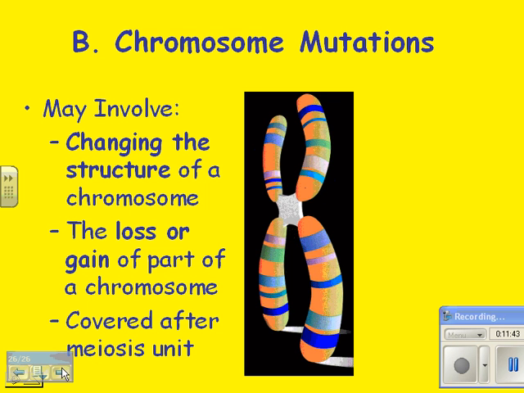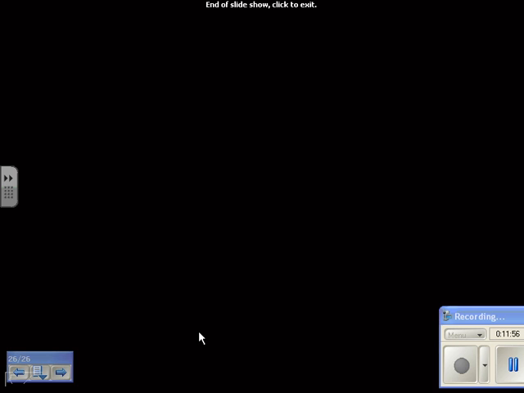Chromosomal mutations. So those were all gene mutations. A chromosomal mutation is when you change the structure of a chromosome. You gain or lose a part of it, or you shift it over to a different one. And we covered that in meiosis, so I'm not going to cover that again. We covered that in abnormal meiosis. And that's it.